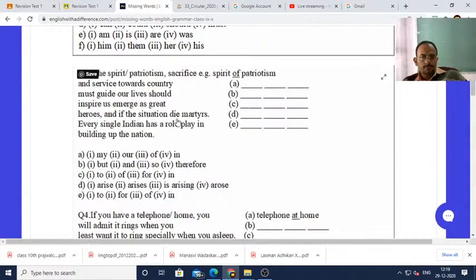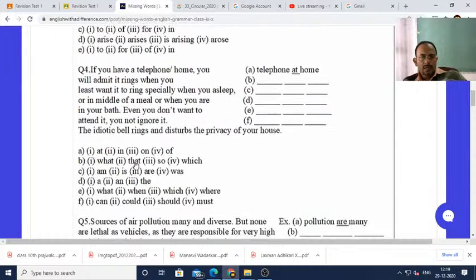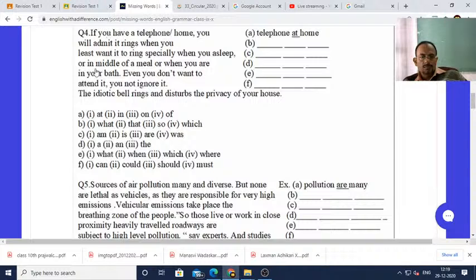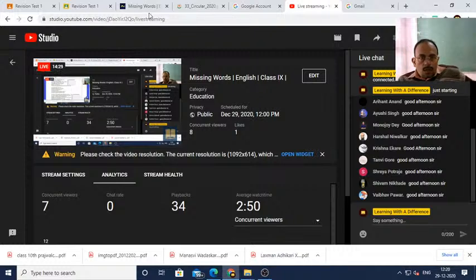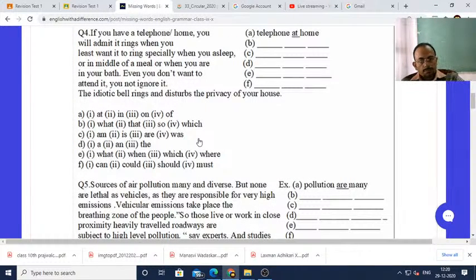Anyway, so now let's work it out. This you've done. Number 4, let's work out, dear students. You tell me the answer of number 4. If you have a telephone at home, you will admit it rings when you. So you tell me the answer of number B. If you have a telephone, you will admit it rings when you least want. What shall be the answer of number B? I'm waiting for your answer. Tell me, what should be the answer of B?